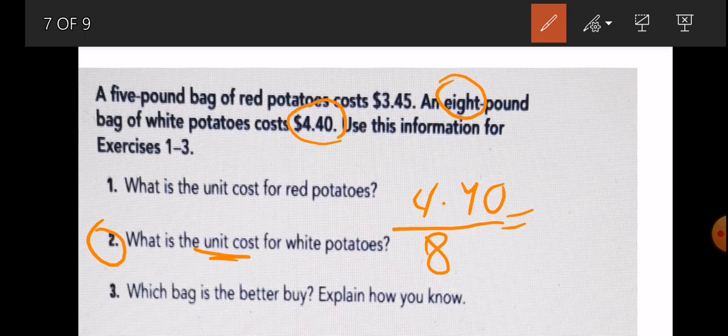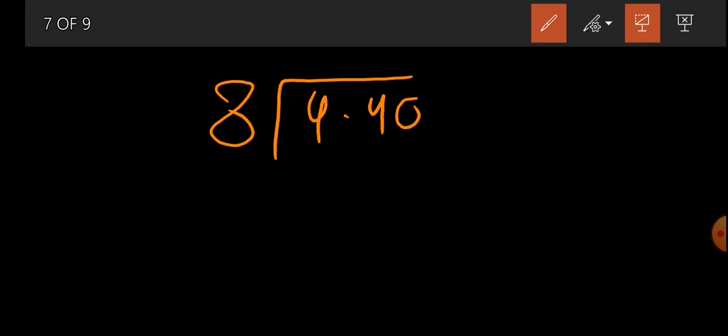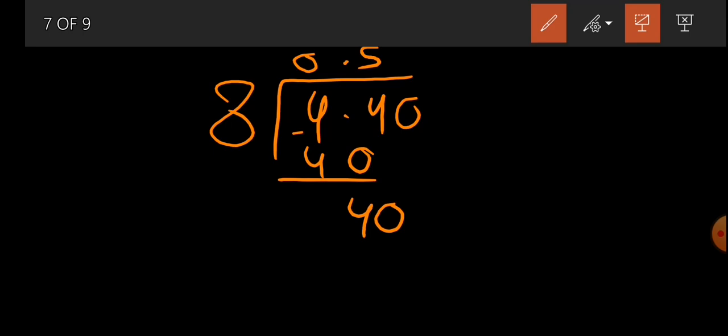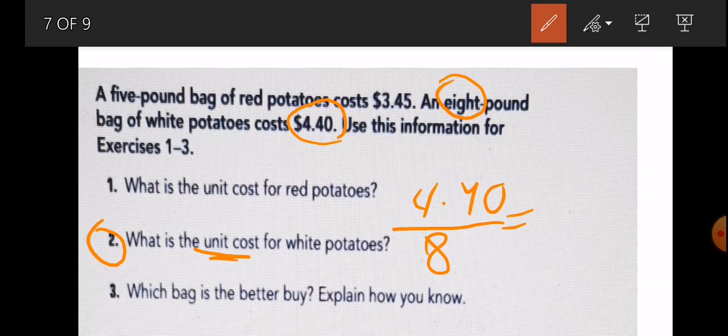Okay, also we will make the division. 4.40 divided by 8. Let's start the division, the decimal up. 4 divided by 8 we cannot. 44 divided by 8 will give me 5. 5 multiply 8 is 40. Subtract, 4, the 0. 40 divided by 8, 5 multiply 8, 40. Subtract, 0, so the answer is 0.55. So $0.55. Okay, so price per item.